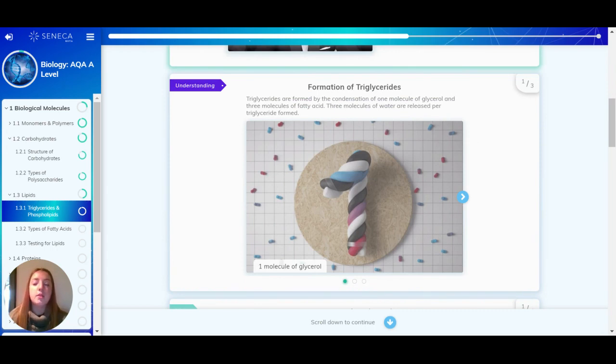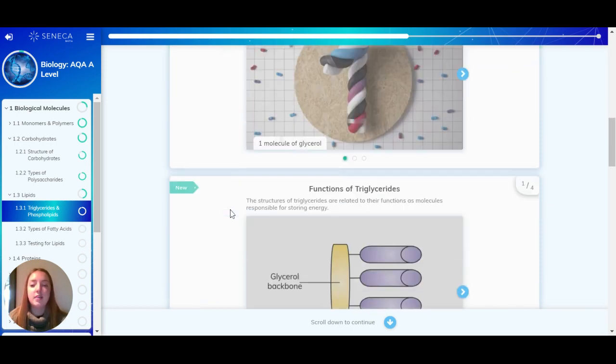So to recap, triglycerides are formed by the condensation of one molecule of glycerol and 3 molecules of fatty acid. 3 molecules of water are released per triglyceride formed.